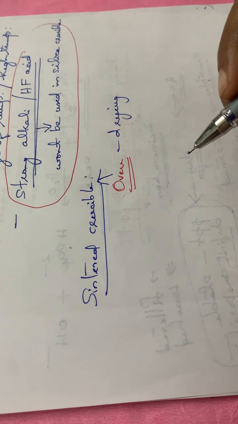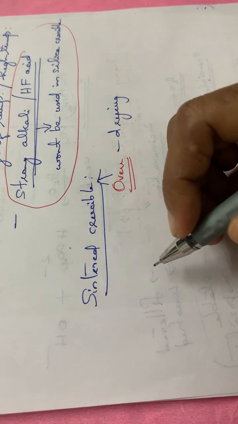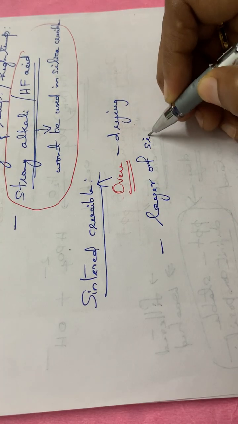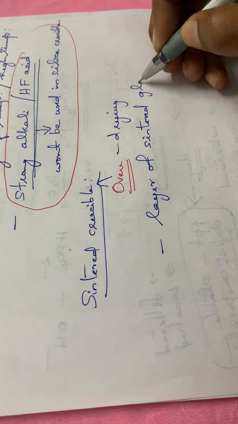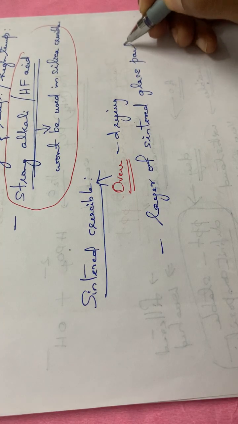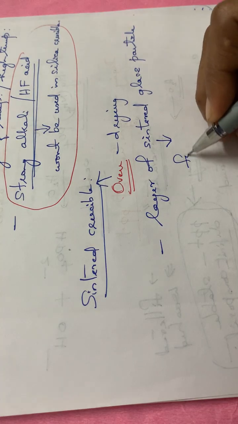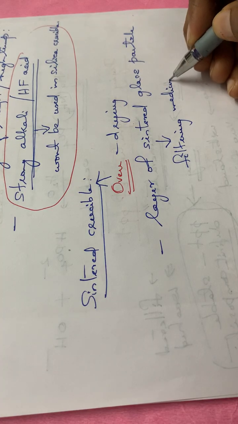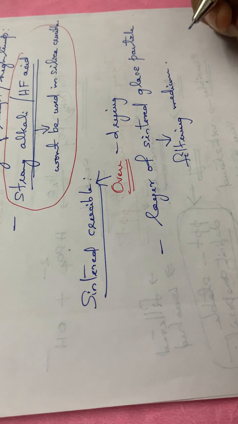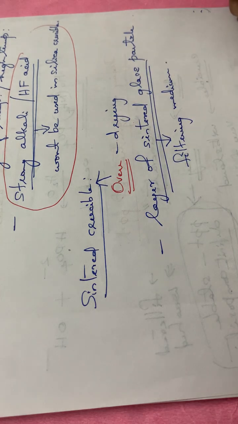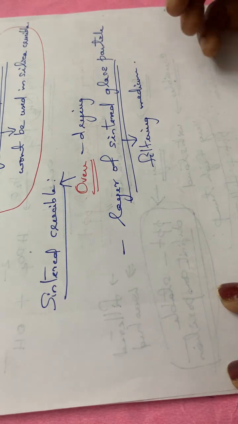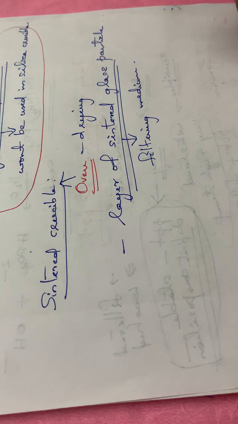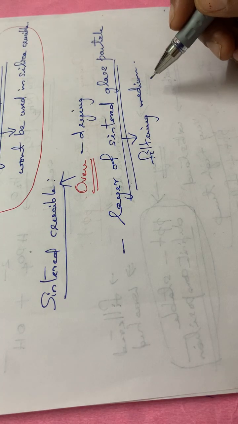And also in the case of sintered crucible, a layer of sintered glass particle is used as the filtering medium. So here this sintered crucible is having a layer of sintered glass particle. That means it will be powdered on the surface of this crucible, so that a layer of sintered glass particle will be acting as the filtering medium.